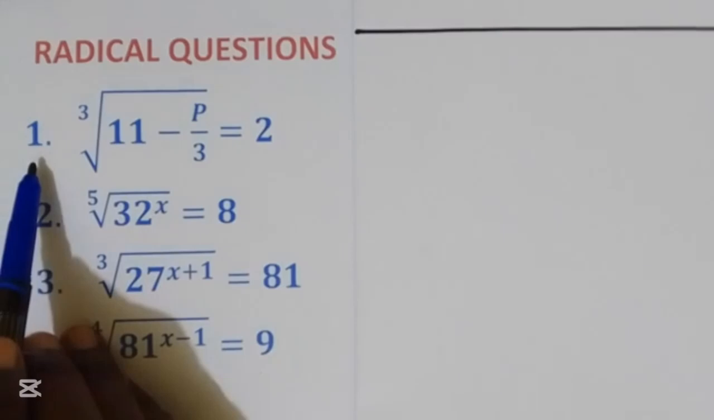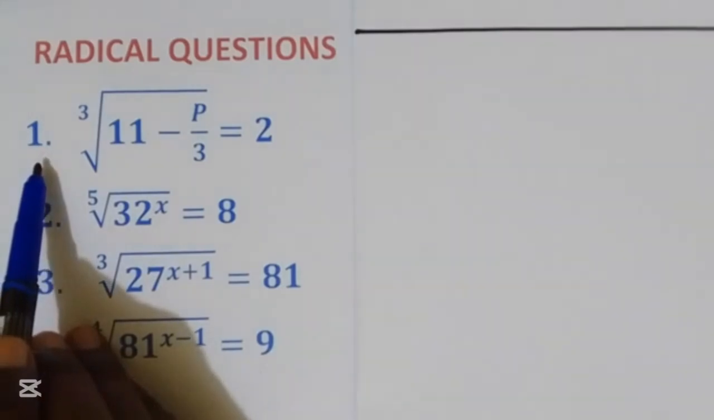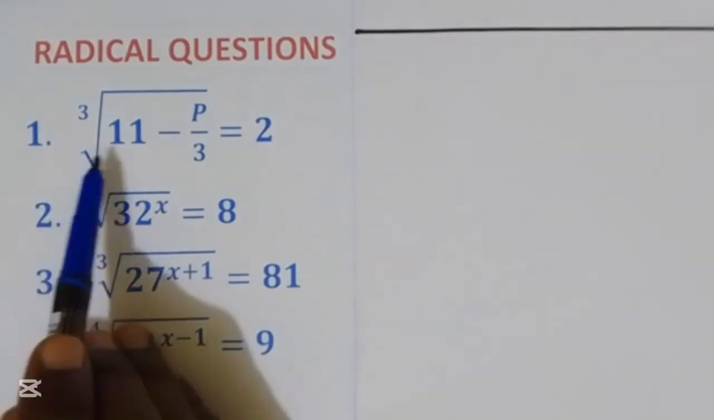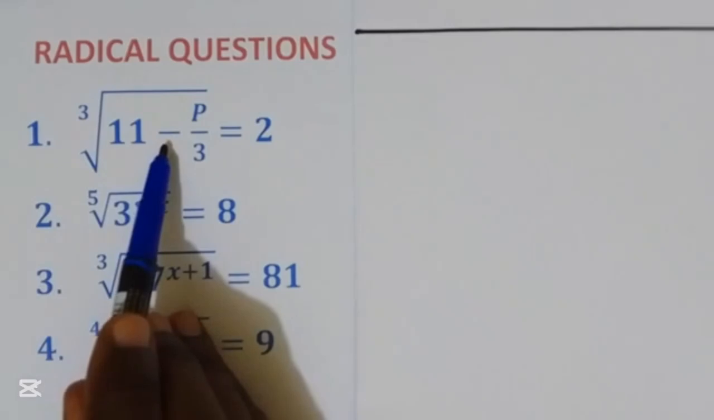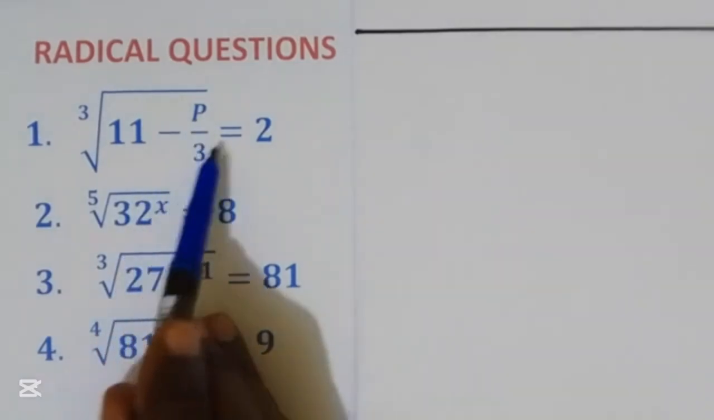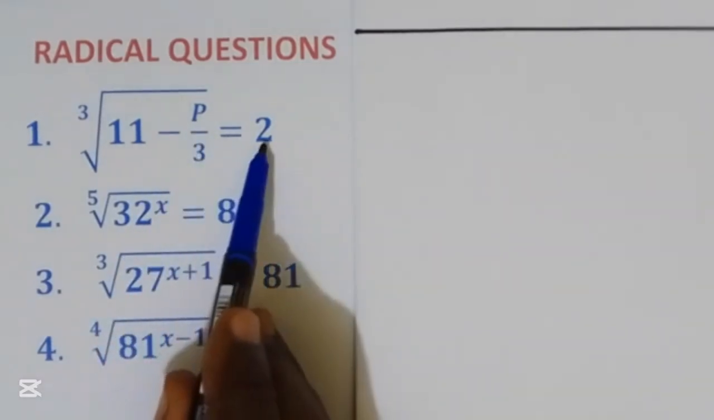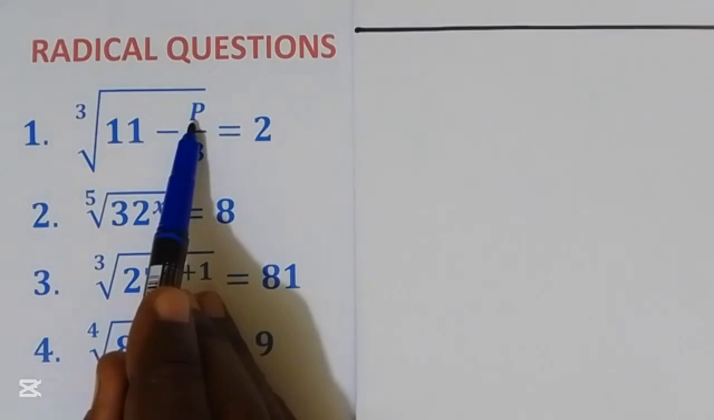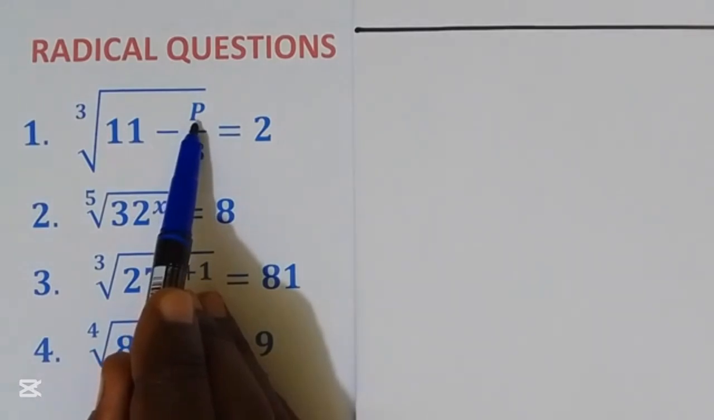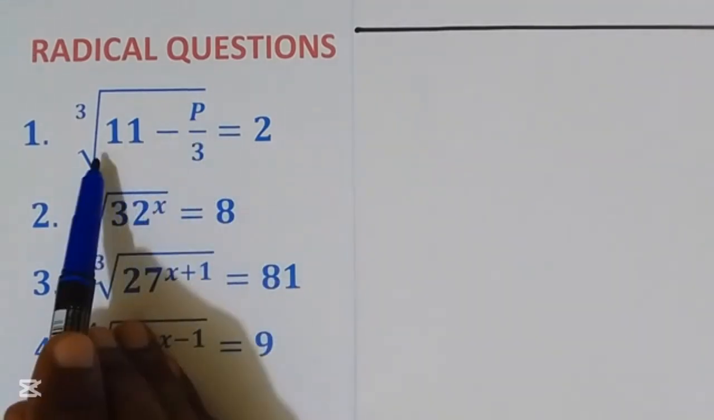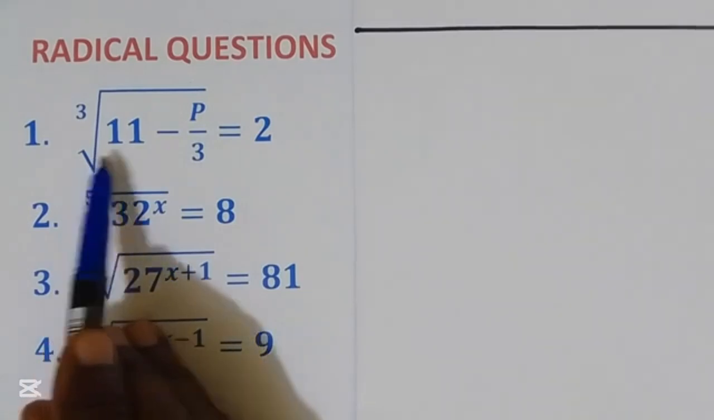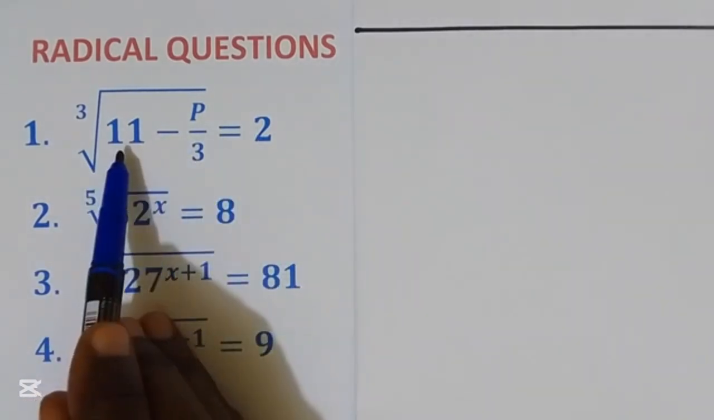Let us start with question number 1. We have the cube root of (11 minus p over 3) is equal to 2. We are supposed to solve for p. First, we are going to get rid of the cube root. We are going to cube both sides.